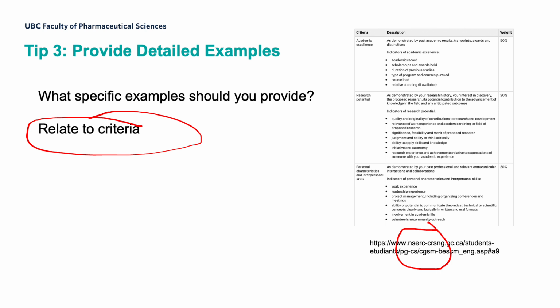And really, the doctoral ones are actually very similar, just the weight for those criteria shifts a bit. But in general, you can see the examples related to academic excellence, research potential, and then also personal characteristics and interpersonal skills. And within these, you can see some keywords like project management, volunteering, community outreach. And then you can also see up here keywords like initiative and autonomy. So really, again, relate your examples to the selection criteria.